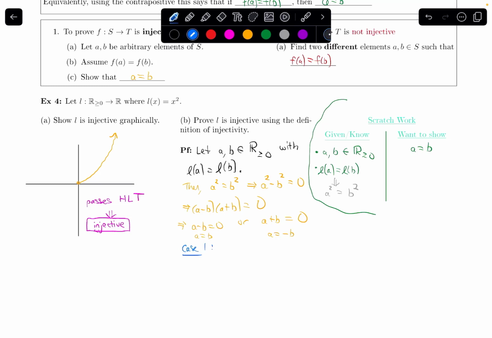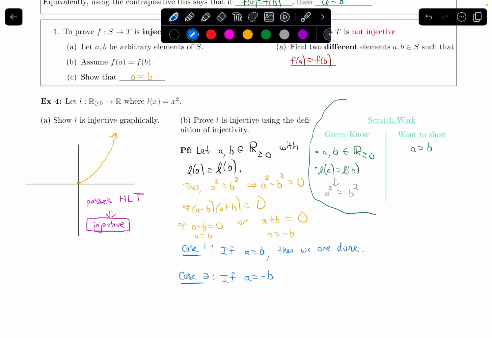So in case 1, that's if A equals B, well, then that's exactly what I want to show. So then we are done. In this first case, that's awesome. But we have this other case to consider. Case 2: what if A is instead equal to negative B?